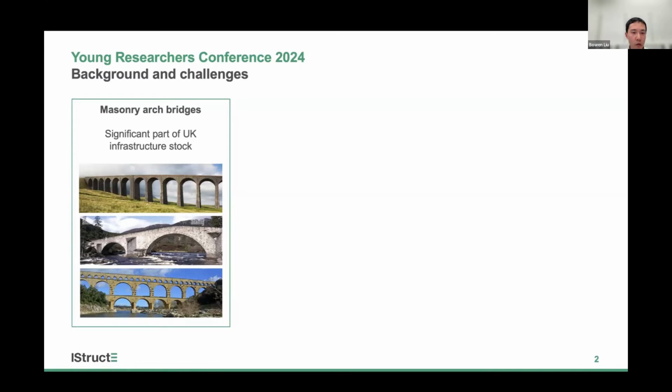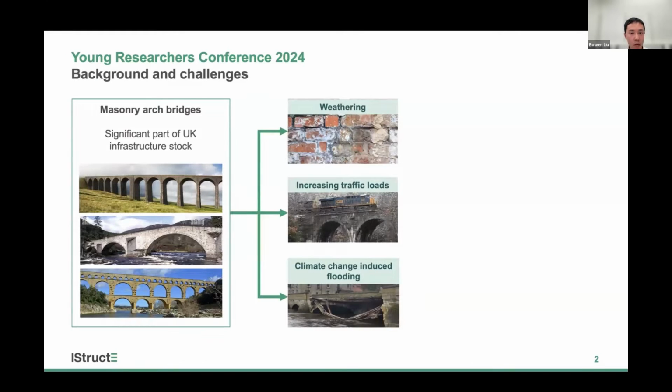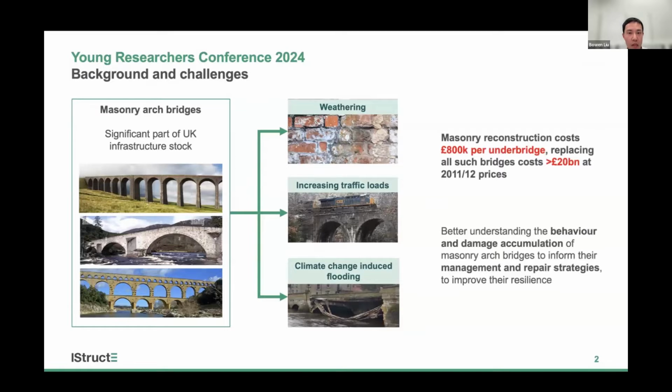After being used for over 100 years, maybe, their structure and material have been degraded significantly under effects such as weathering, increasing traffic load, and extreme events such as floods under climate change. Replacing all of these bridges can be extremely expensive. In order to keep these old bridges functional, we need a better understanding of their behavior and damage accumulation to inform their repair strategies.